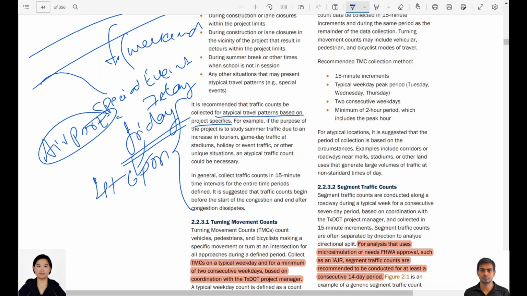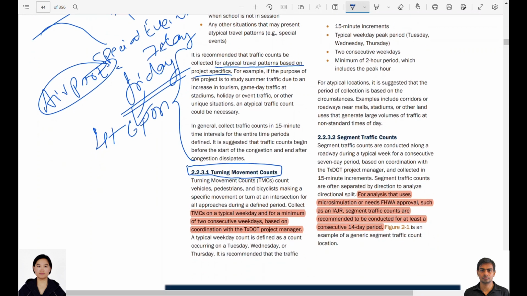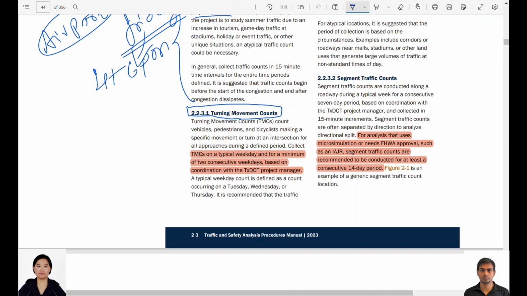Next one is turning movement count. Turning movement count, like I mentioned, is not available within TxDOT databases. There are some estimations by certain big data sources, but those estimations are typically very poor. So turning movement counts are generally field collected.